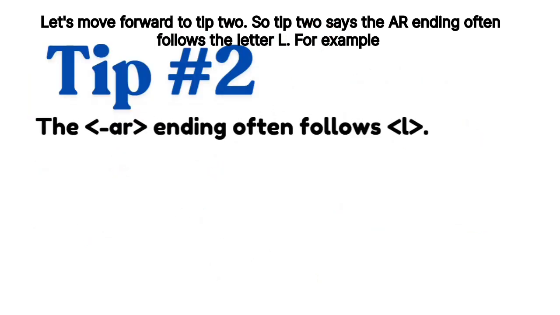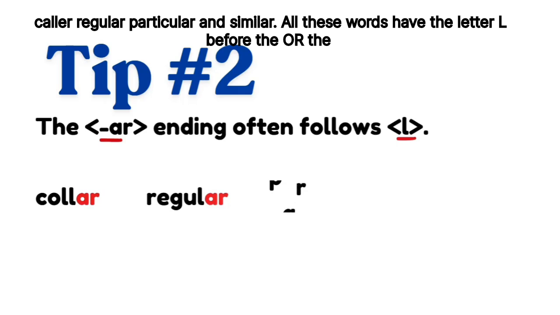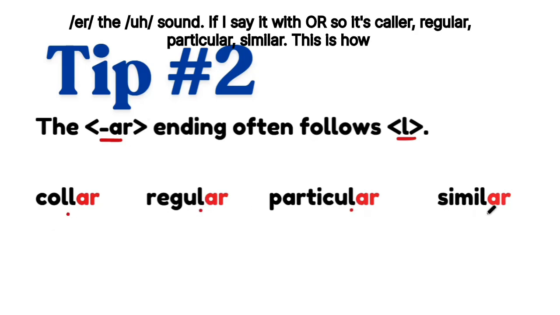Let's move forward to tip 2. Tip 2 says the AR ending often follows the letter L. For example, collar, regular, particular, and similar. All these words have the letter L before the sound. If I say it with the R, it's collar, regular, particular, similar.